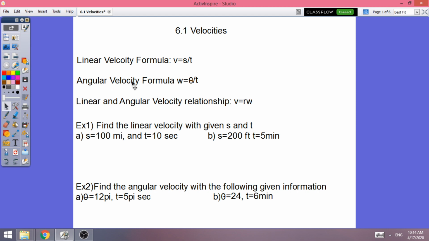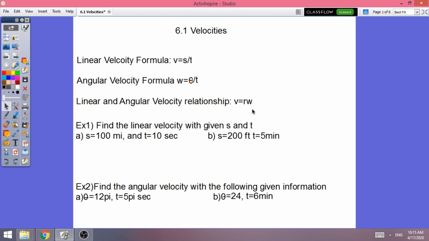Angular velocity, which is called w, equals theta divided by t. Theta is the angular displacement, which we talked about in the previous sections. So angular velocity is always the angular displacement, such as theta, divided by the time. And the linear and angular velocity relationship is v equals r times w.